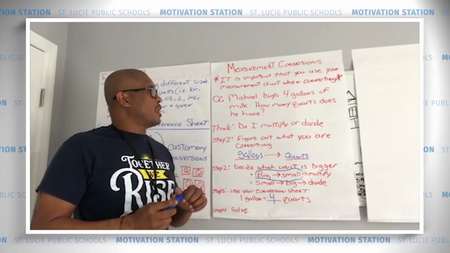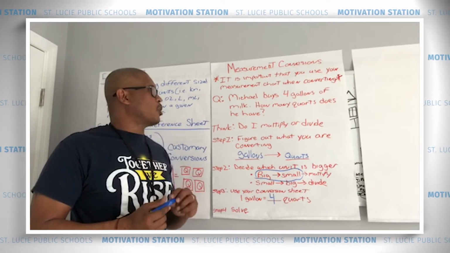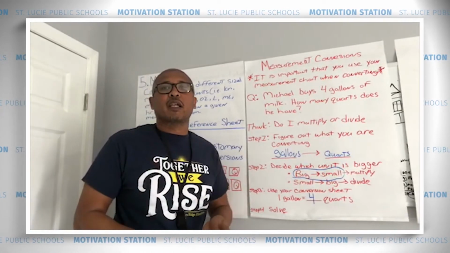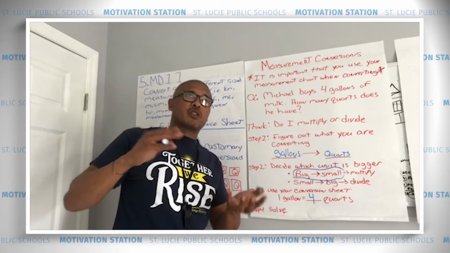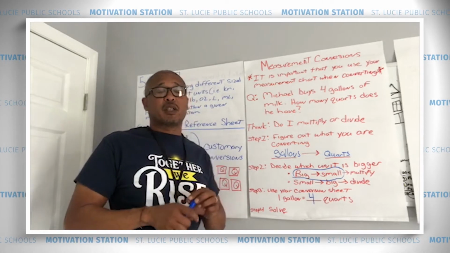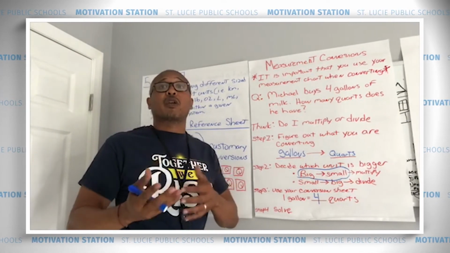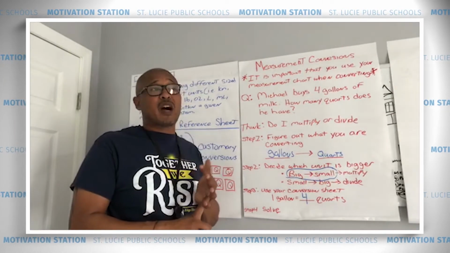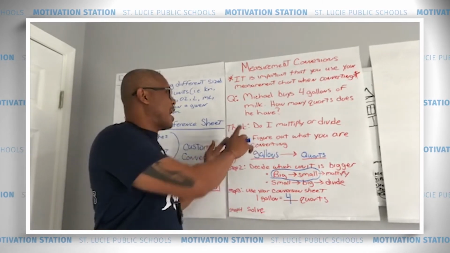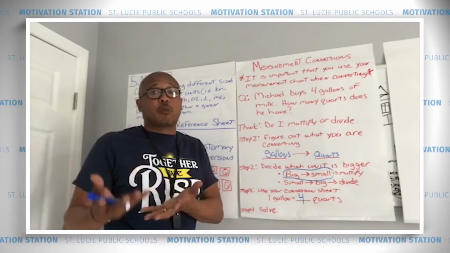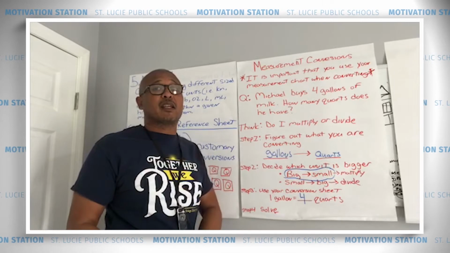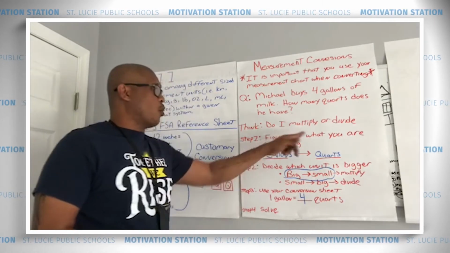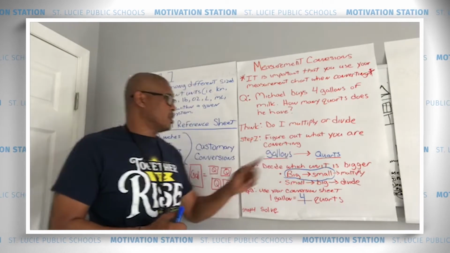Michael buys 4 gallons of milk. How many quarts does he have? So when converting, the two operations that we're mainly going to perform are either multiplying or dividing. So I have to think to myself, am I going to multiply this or am I going to divide this? How I figure that out is, I figure out what you are converting.